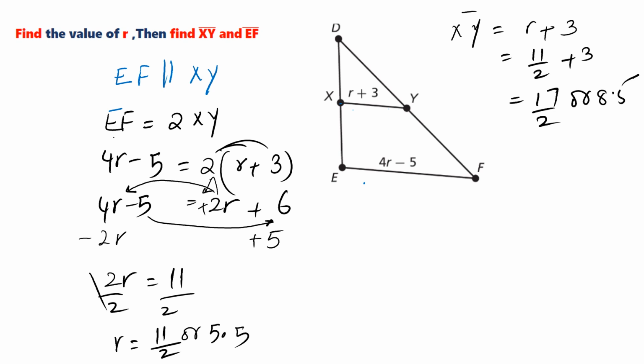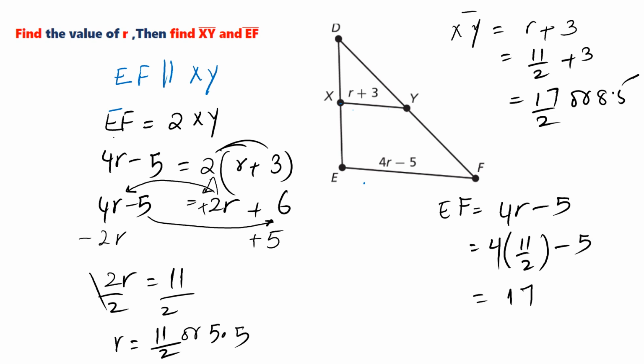Okay, let's try, what is EF equal to? Is it 17 or not? Let's try. So, it is 4R minus 5. So, what is 4? 4 here. And what is R? R is 11 by 2, minus 5. If you write it in the calculator, you will get 22 minus 5. That is 17. So, yes, the EF is 2 times bigger than the XY.